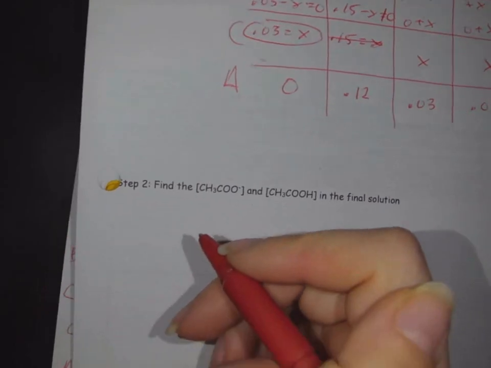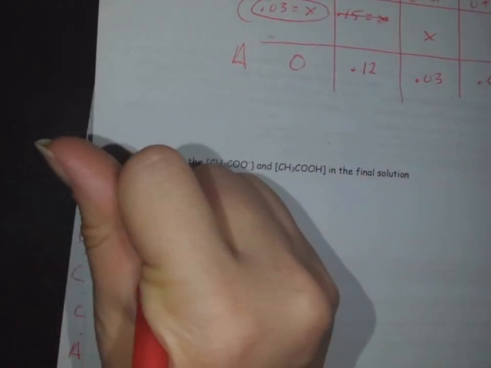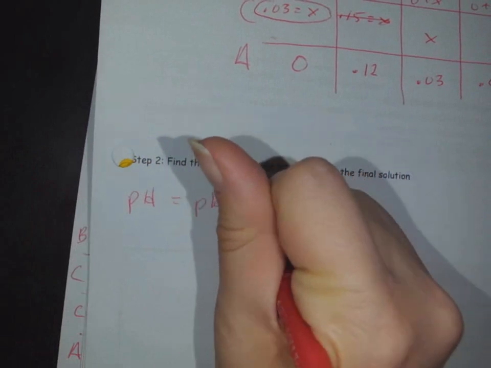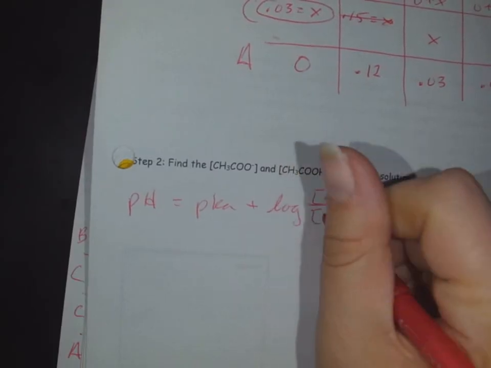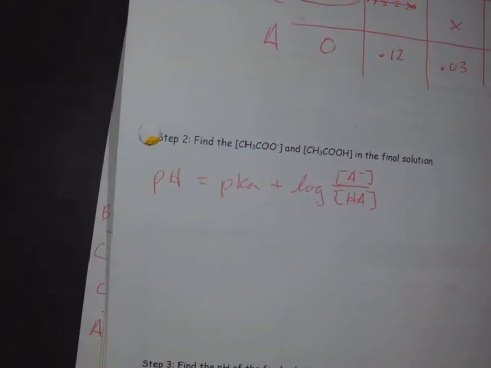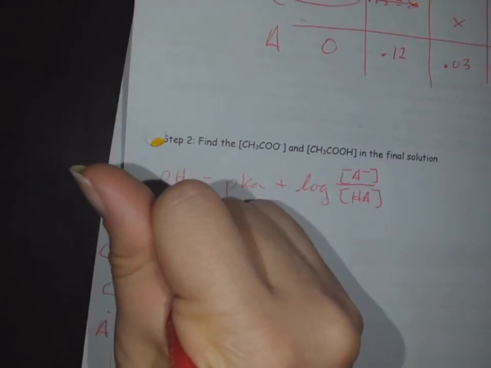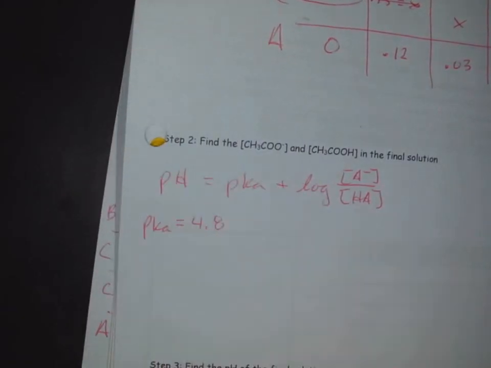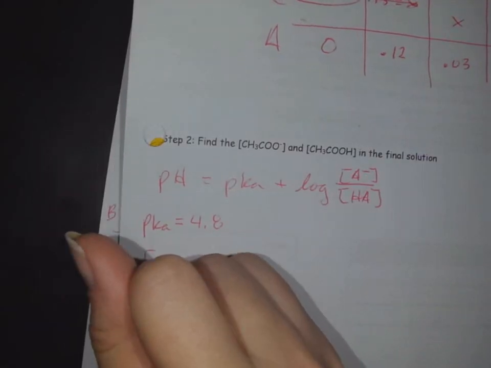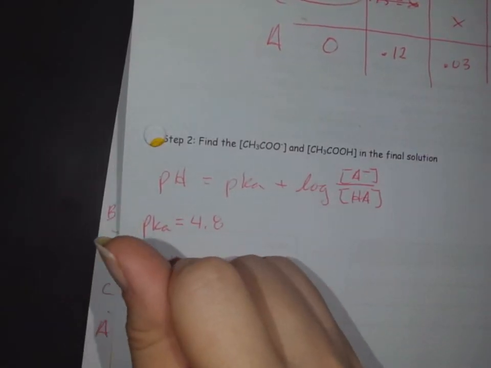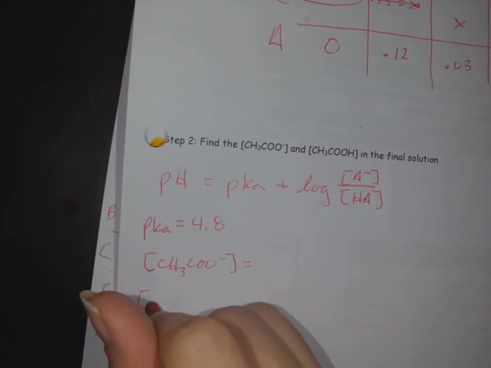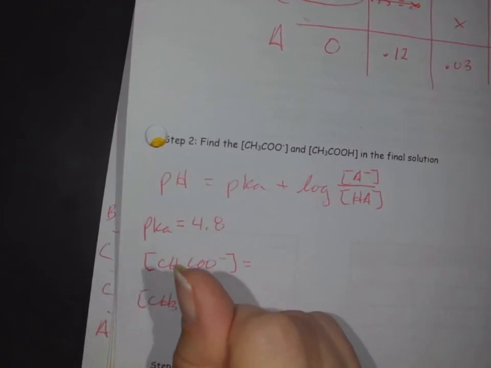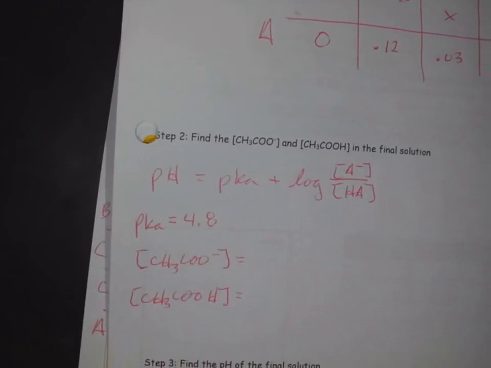All right, great. So we need a couple of things for that equation. Let's write the equation down first to remind ourselves. pH is equal to pKa plus the log of the concentration of the conjugate base over the concentration of the acid. So we know the pKa because it told us up above. The pKa is 4.8. Now we need to find out the concentration of the conjugate base, and the conjugate base is CH3COO minus. And then we need to find the concentration of the weak acid, CH3COOH. And once we have those things, we'll be able to calculate the pH.